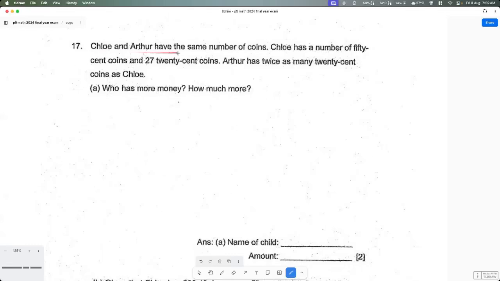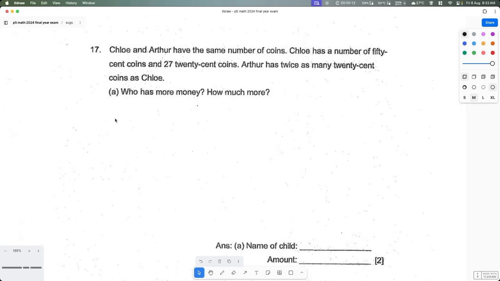So Chloe and Arthur have the same number of coins. Chloe has a number of 50-cent coins and 27 20-cent coins. Arthur has twice as many 20-cent coins as Chloe. Who has more money? How much more?